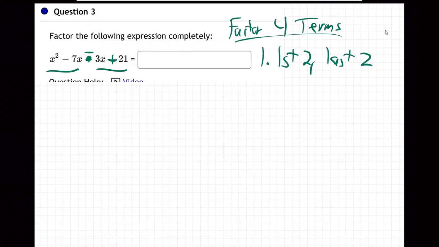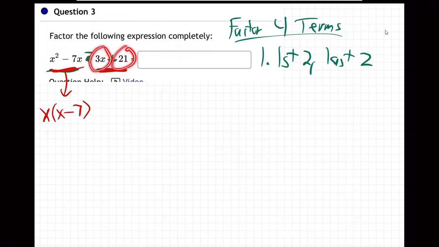Okay, so you do first 2, last 2. What do I mean first 2? Well, what's in common to those first 2? What do those first 2 share? They share an x. Right? Take it out. See how that's right? X times x, we go back to x squared, x times 7, go back to 7x. And then the last 2, what do they share in common?